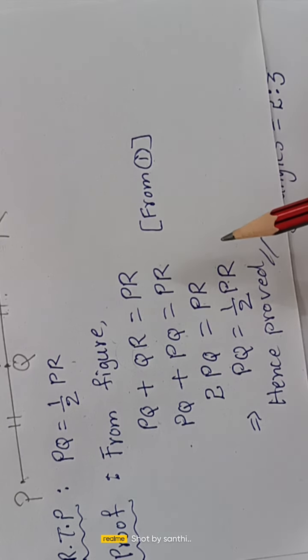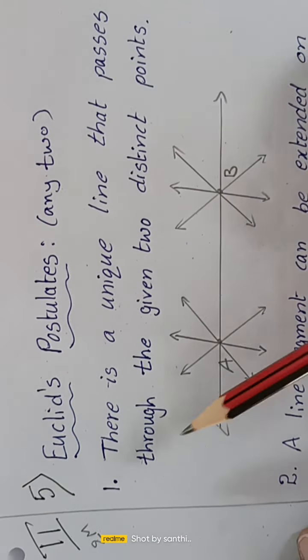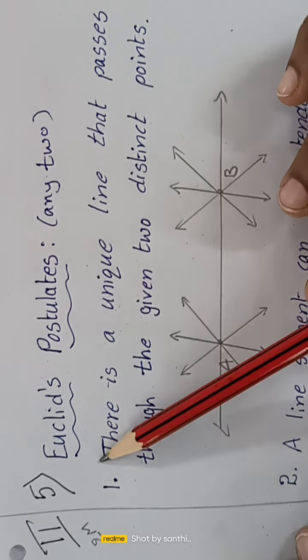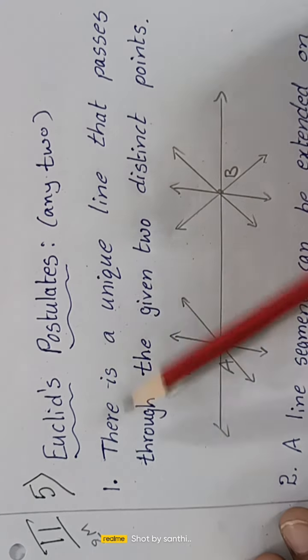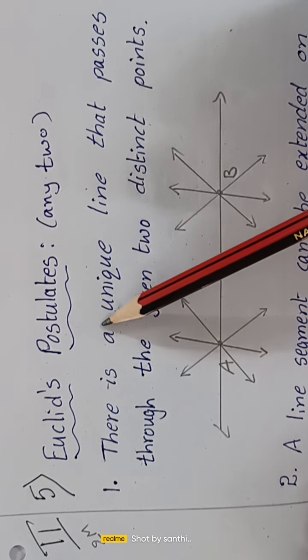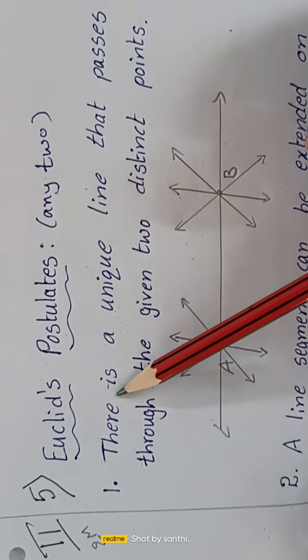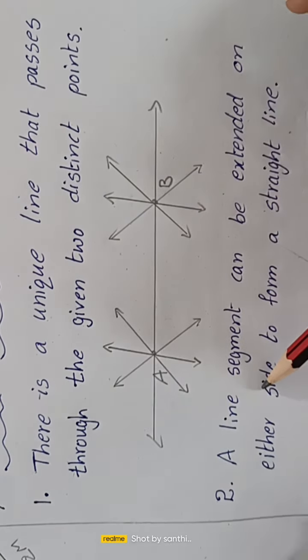Now we'll go into second Roman. In the second Roman, fifth question, question number 5, 2 marks question. They asked to write any 2 Euclid's postulates. We can write, there are 5 postulates in 9th class. From those 5, any 2 you can write. Here I have written first 2 postulates.